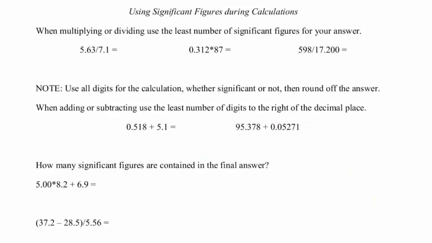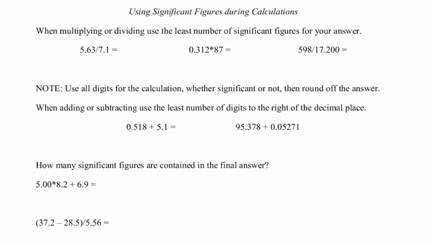So now we'll move on to the next slide, and that's going to be using significant figures during calculations. So this is when we'll talk about multiplying, dividing, and adding and subtracting. So the first examples occur when you're multiplying and dividing. And when you are multiplying and dividing, you want to use the least number of significant figures for your final answer. So for example, in the first problem, we have 5.63 divided by 7.1.